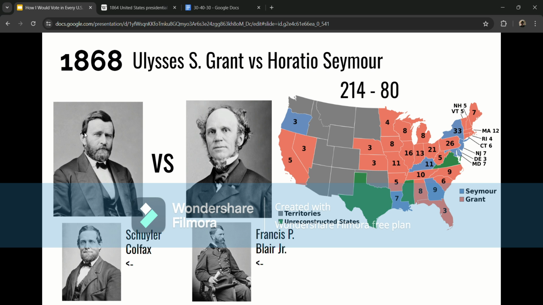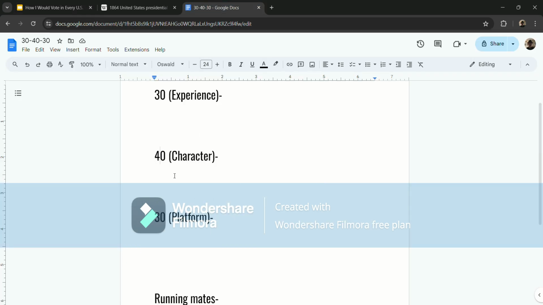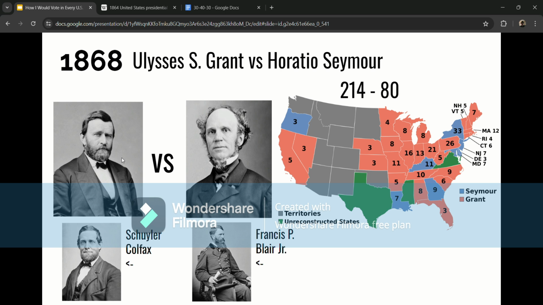So, let's go ahead. This is one of those elections where I want to go and refer back to my 30-40-30, because this really explains the reason why I vote the way that I do in this election. So, starting off with experience versus these two, Ulysses S. Grant is a war hero.